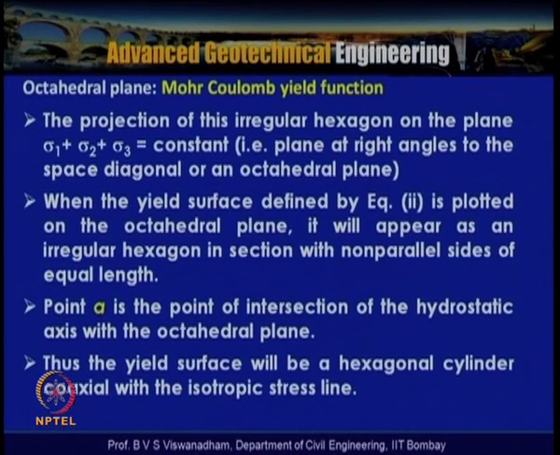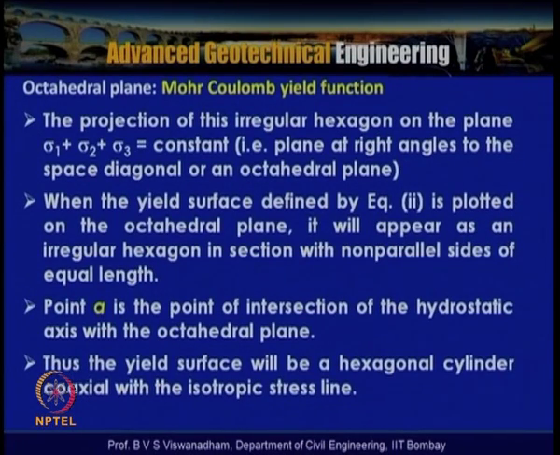The projection of this irregular hexagon on the plane sigma 1 plus sigma 2 plus sigma 3 is equal to constant, that is, on the plane at right angles to the space diagonal, or an octahedral plane.